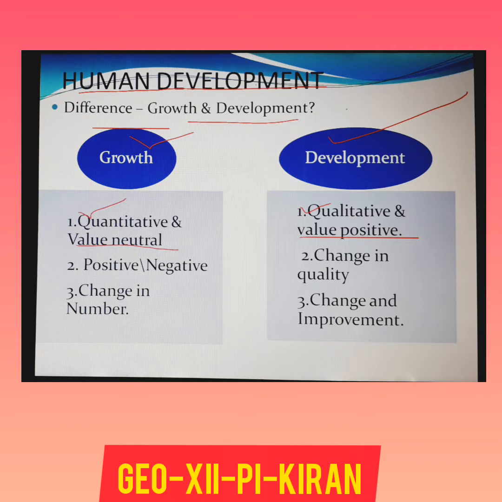So in case of growth, it is the quantitative increase in number. For example, population increases from 5,000 to 7,000. Qualitative means improvement. There is a value positive. It is always improvement. In case of growth, the population from 5,000 to 7,000, it can increase. It can decrease also. It can be negative also and positive also. Now from 5,000, it can become 2,000 also. It is also called growth.